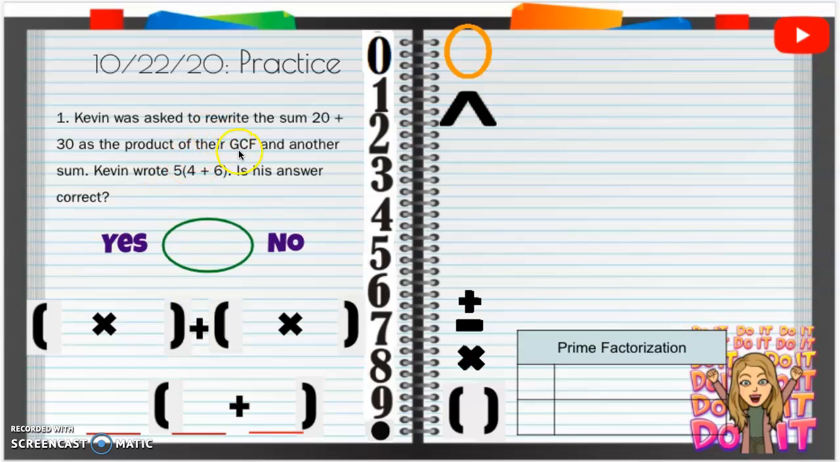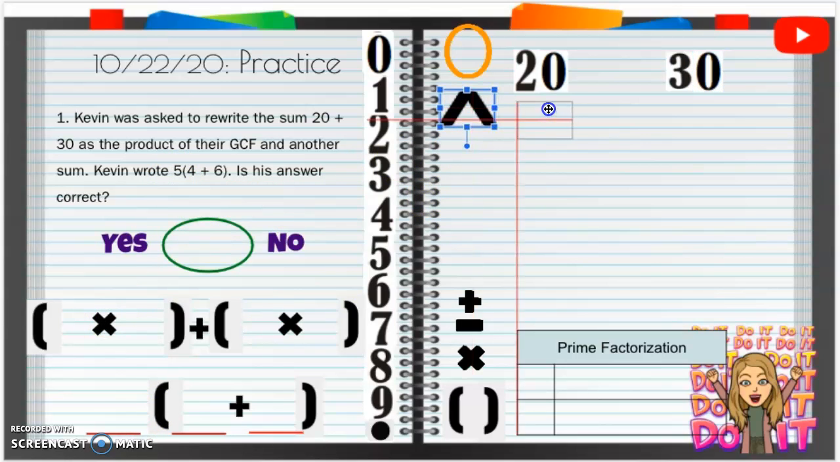So first of all, we need to find the greatest common factor, like he did, of 20 and 30. So we have 20, and then we're going to have 30. We need to find the greatest common factor, the biggest number that can go into both of these numbers. He says it's 5, and then he pulled that 5 out, but let's see if it is correct or not. So we're going to break them down.